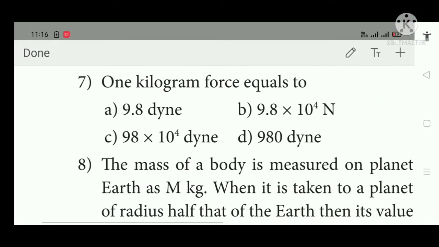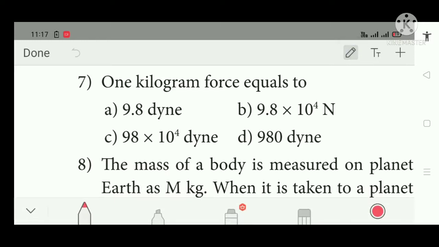Next, 1 kilogram force equals to 9.8 dyne, 9.8 into 10 power 4 Newton, 98 into 10 power 4 dyne, 980 dyne. The correct answer is 98 into 10 power 4 dynes.